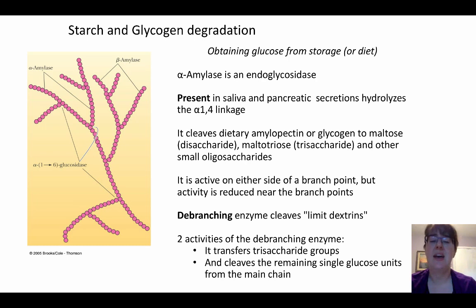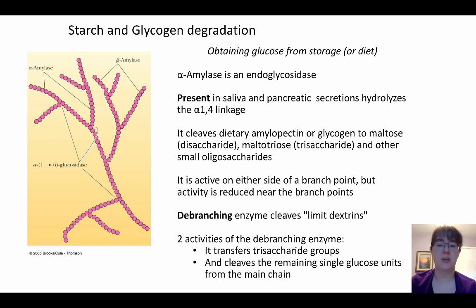It's present in saliva, as well as pancreatic secretions, and it specializes in hydrolyzing that alpha-1,4 linkage that's present in glycogen and starch. It is active on either side of the branch points, but its activity is really reduced near the branch points. So the closer you get to that alpha-1,6 linkage, the worse this thing is going to do. There are debranching enzymes then that can cleave those limit dextrins, and we'll take a closer look at that in a minute. But this debranching enzyme actually has two different activities.